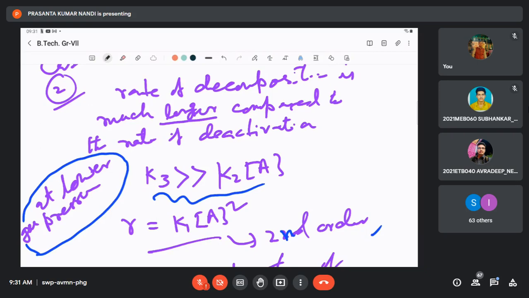Suppose two reactant molecules A and A collide and one of the molecules is energized to a higher level, meaning it gets higher energy. This we call an activated molecule. Not all reactant molecules are activated, so there should be a threshold energy at which we call it activated.